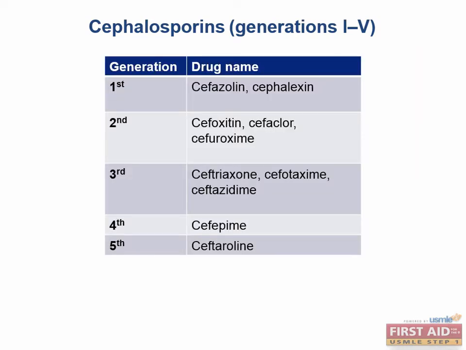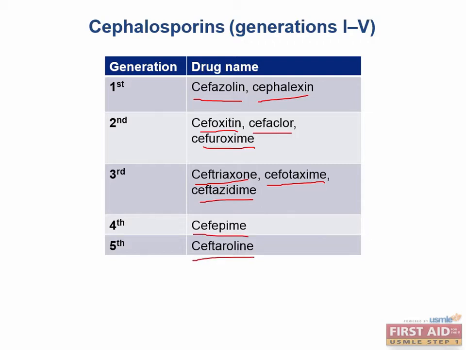First generation is composed of cefazolin and cephalexin. Second generation, cefoxitin, cefaclor, and cefuroxime. Third generation is ceftriaxone, cefotaxime, ceftazidime. The fourth generation includes cefepime and ceftaroline.